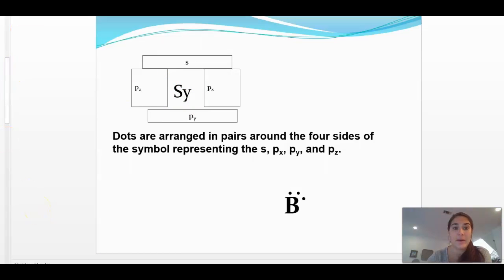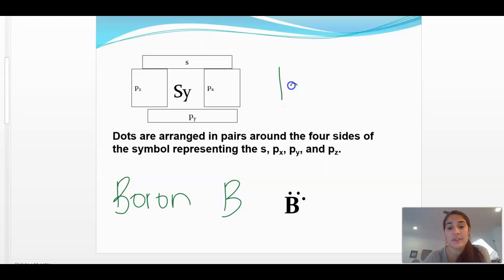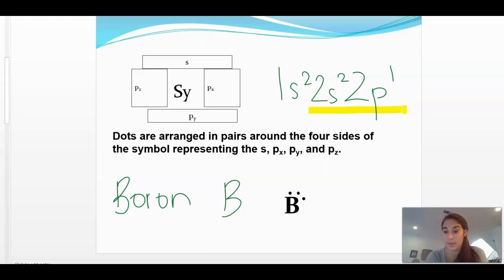Okay, so let's say we were talking about boron, right? The symbol for boron is B. Then again, we're only showing valence electrons. The electron configuration for boron is 1s2, 2s2, 2p1. Okay, and so our valence electrons are these 2s2, 2p1.